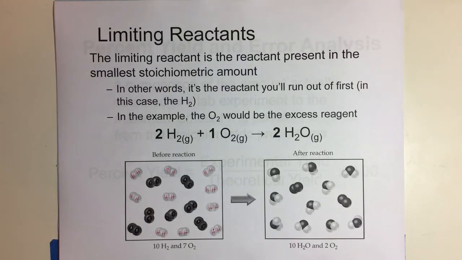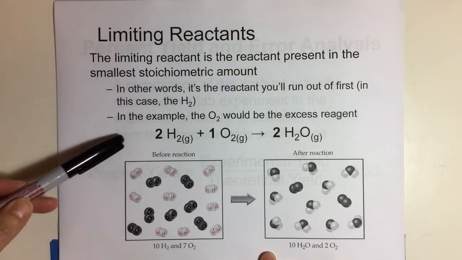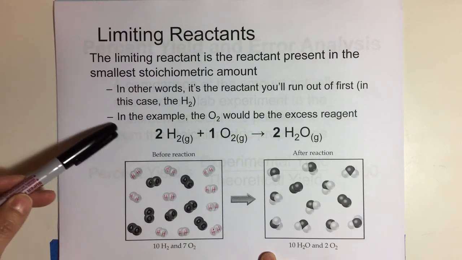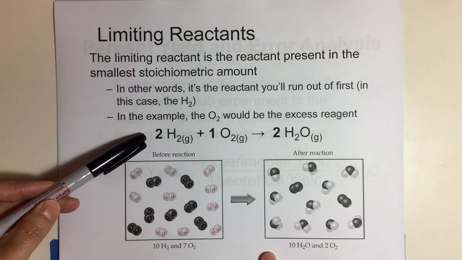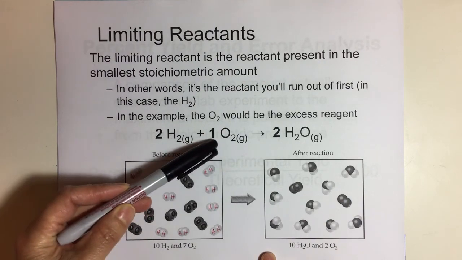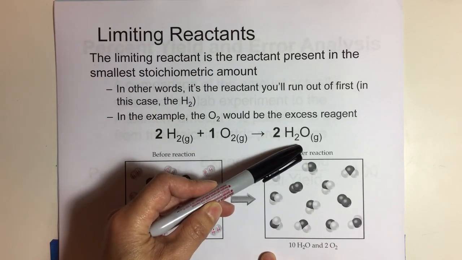Limiting reactant is the reactant present in the smallest stoichiometric amount. In other words, it's the reactant you'll run out of first. In the example that you see here, you'll notice that hydrogen will run out first. In order for us to know which one runs out first, you need to have the balanced equation. For every 2 molecules of hydrogen, 1 molecule of oxygen reacts to form 2 molecules of water.